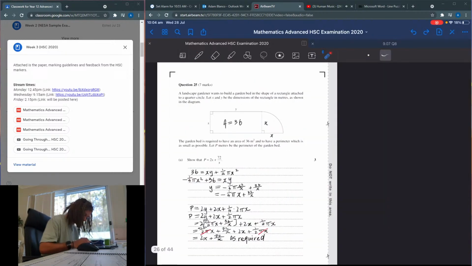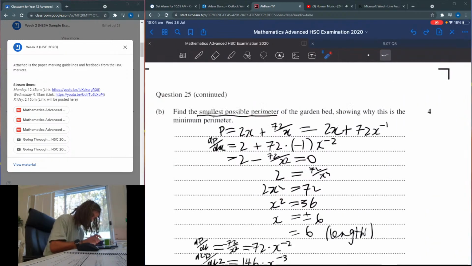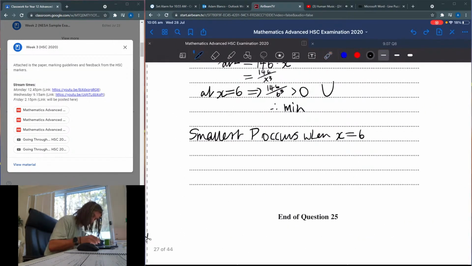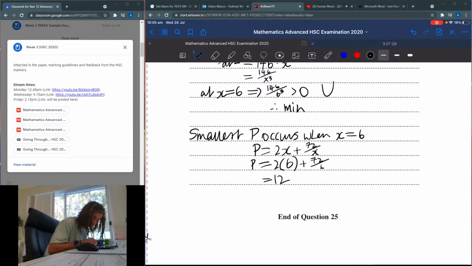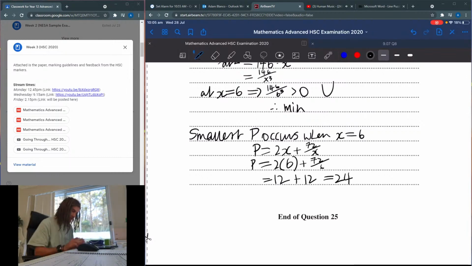So what is the smallest perimeter? Well, I have a function of perimeter and it's this thing. So p equals 2x plus 72 on x. That means p equals 2 times 6 plus 72 on 6. That's 12 plus 12, which is 24.